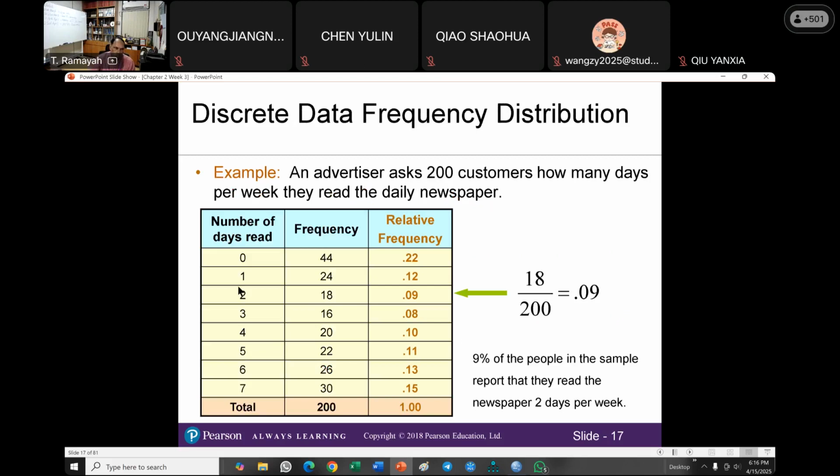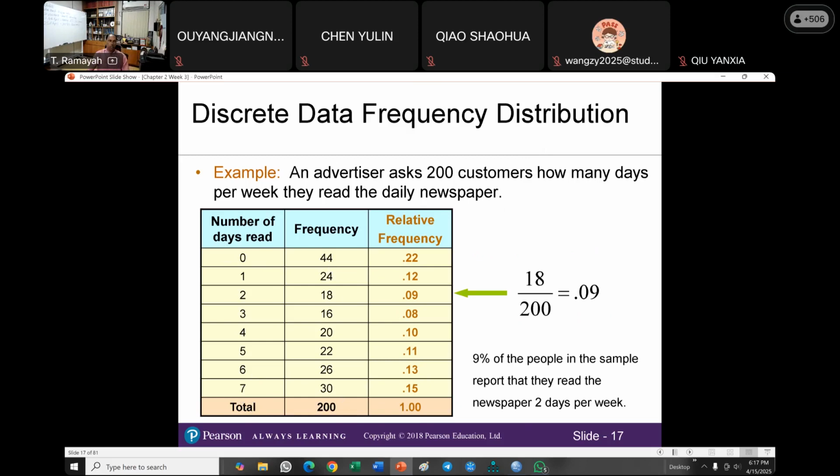So now we have the number of days. Let's say an advertiser asked 200 customers how many days per week they read the daily newspaper. Some people don't read at all. Some people read the newspaper every day. So the number of days read is 0 up to 7. Out of the 200 customers, 44 of them do not read at all, and 30 of them read the newspaper every day.